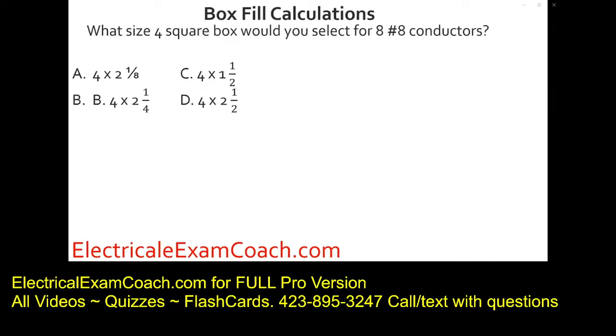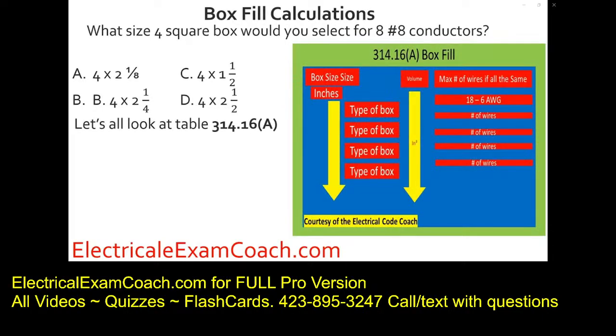What size 4-square box would you select for 8 number 8 conductors? We head to 314.16(A). We're going to start here on the right-hand side and find our size wire. Then we come down and make sure that we're in the right type of box. We cross over, and we're going to find that it's A.